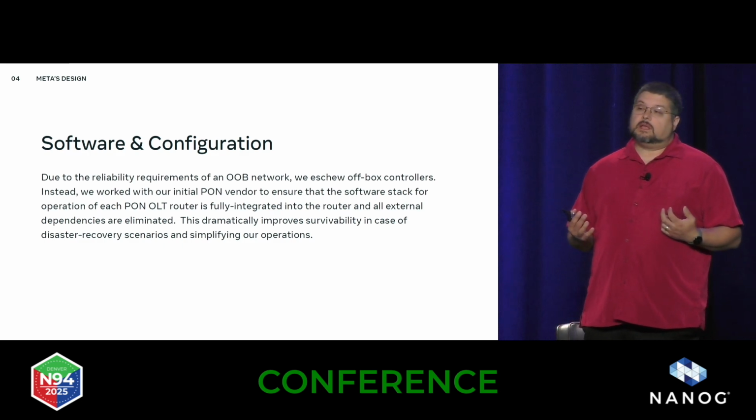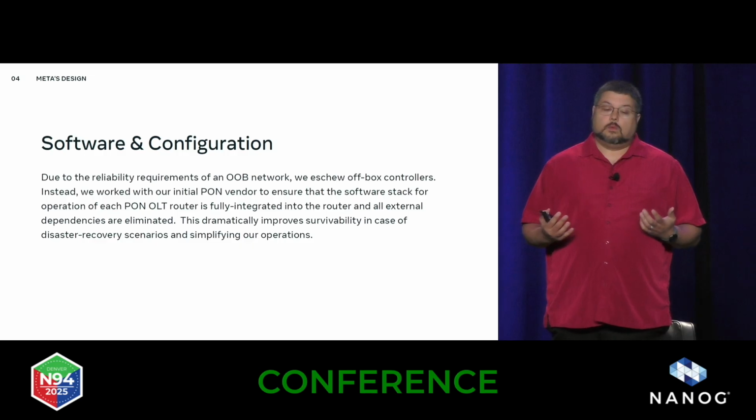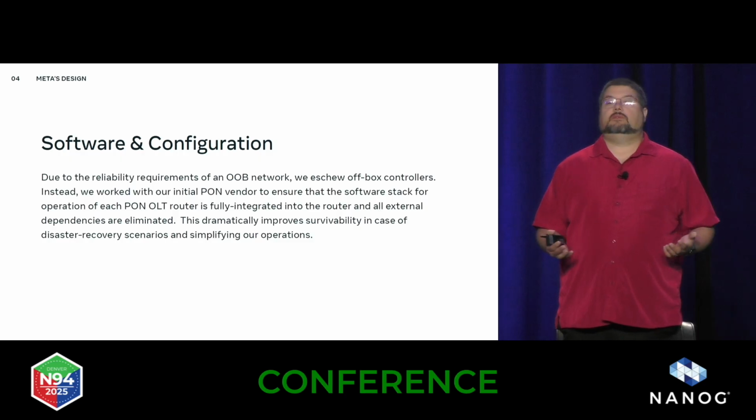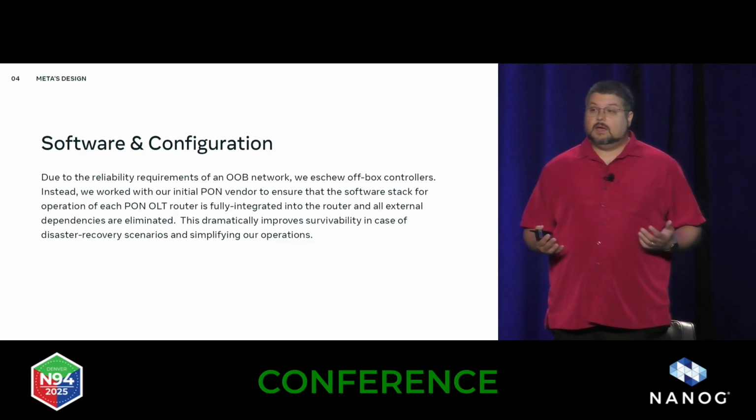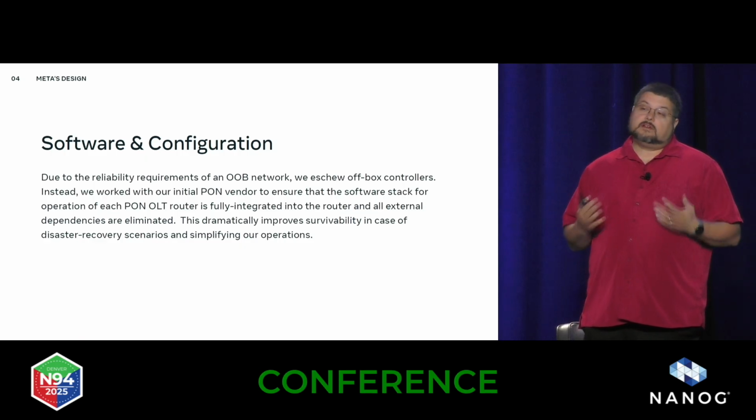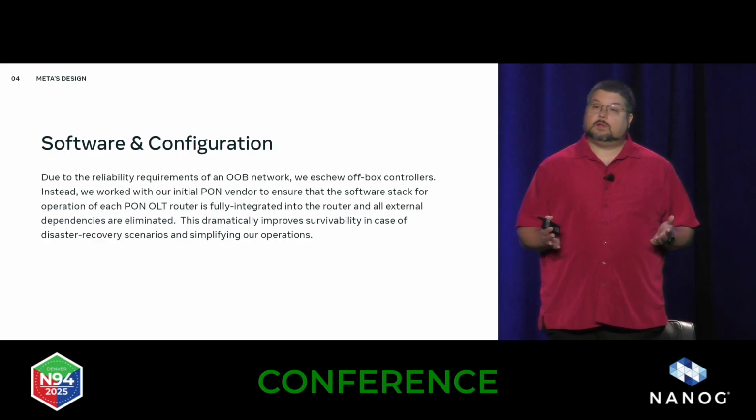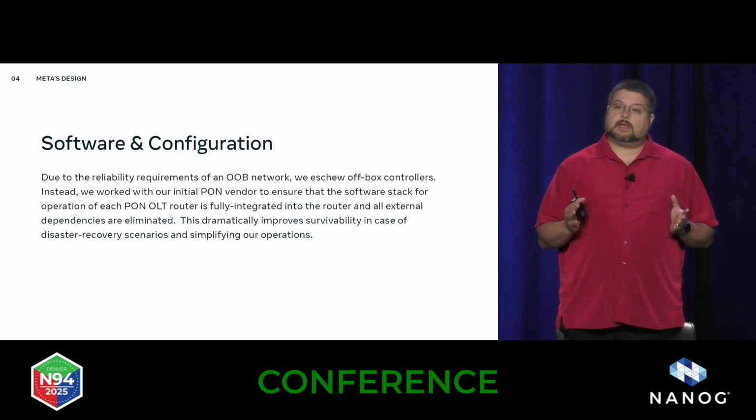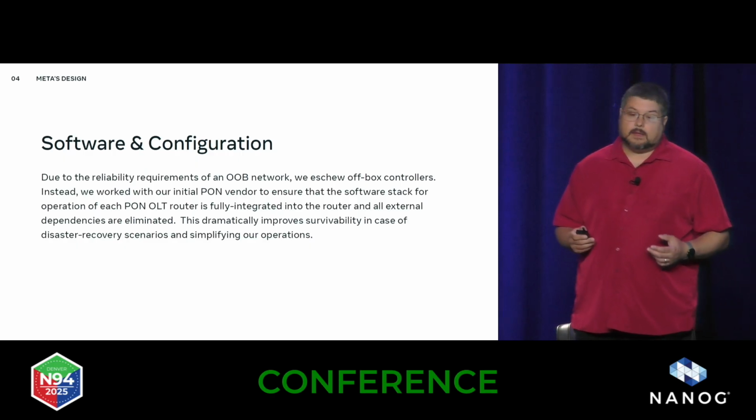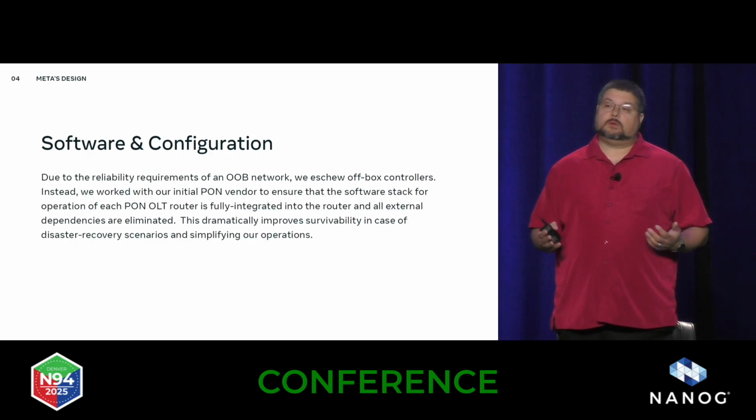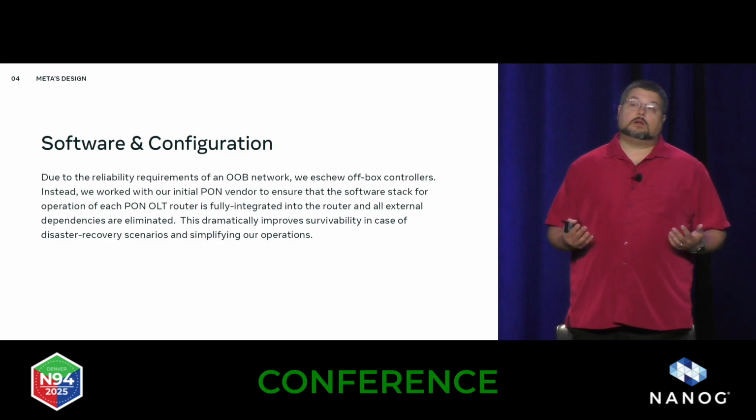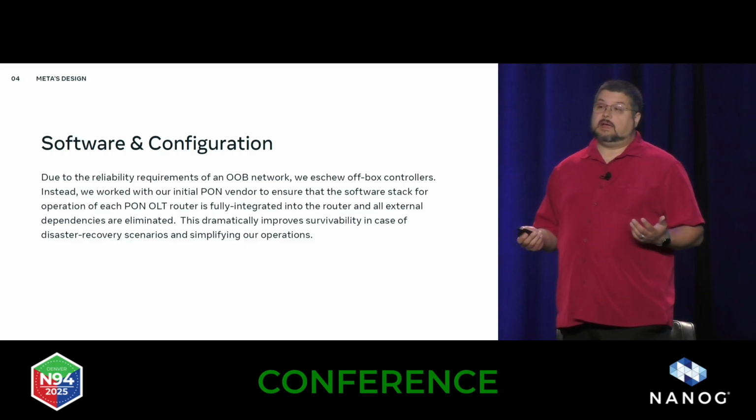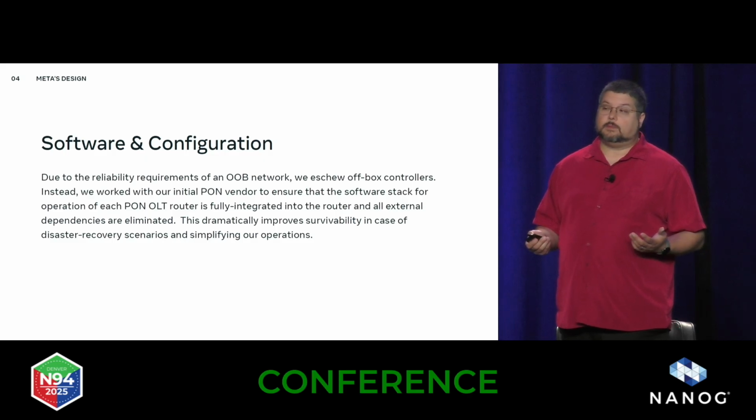But in our case, we're not using it just for user access. We're using it for provisioning and disaster recovery, which means we need it to be up irrespective of any part of our server footprint working. To this end, we basically eschew off-box controllers in our design. Instead, we worked with our initial PON vendor to implement their OLT control stack directly into that OLT aggregation router. And in fact, it not only is integrated, but it actually is redundant between a pair so that we have failover. And for our deployment, this gives us much greater reliability and survivability in the face of failure, and allows us to not have to deploy dedicated servers next to every OLT that we put out there.